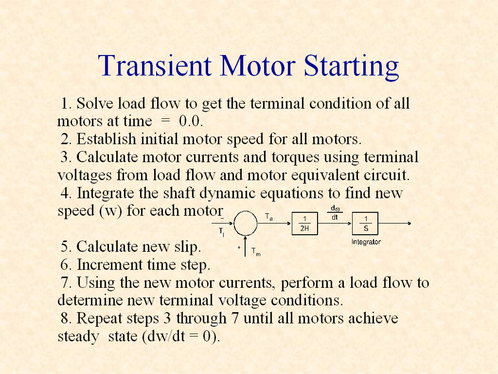Calculate the motor currents and torques using the terminal voltages from the load flow and the motor equivalent circuit or graphical model. Integrate the shaft dynamic equations to find a new speed for each motor. Calculate a new slip for each motor, then increment the time step. Perform a load flow using the new motor currents to determine a new terminal voltage condition. Continue repeating the last 5 steps until all motors achieve a steady state condition.